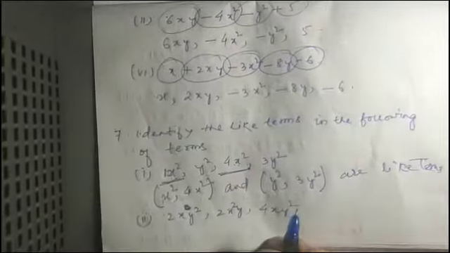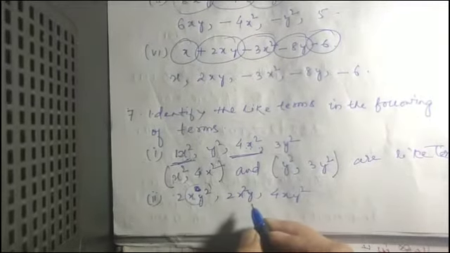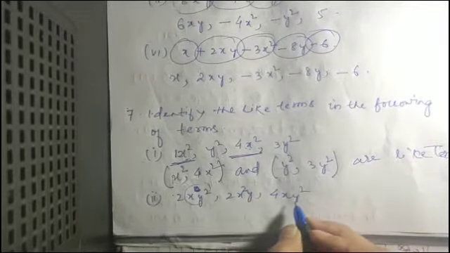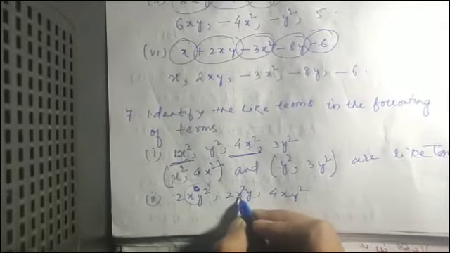Question number 2. Here see 2x square. As I said, let's not focus on the constant value. We will see only the variables. Here see x y square. Let's see if any x y square family member is there or not. See this one also x y square. But this is x square y. It has no partner. X square y has no partner. So it has no like terms.